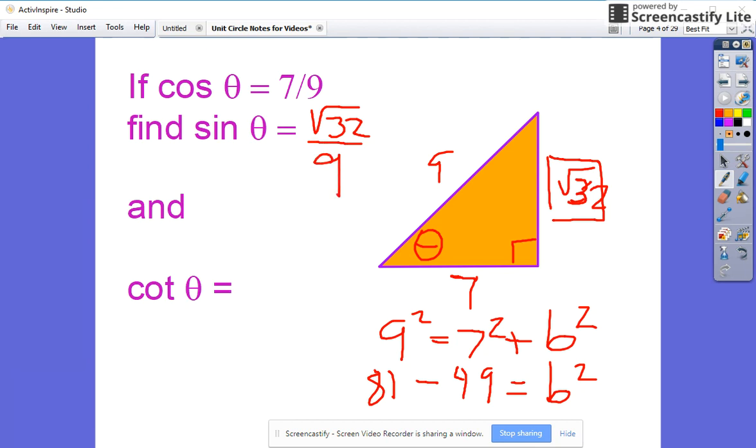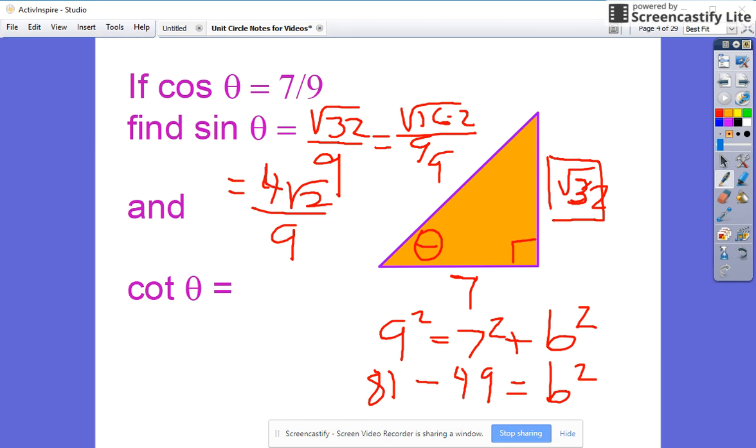Well, we can, but we'd rather reduce that 32 a little bit if we could. And 32 is 2 times 16, right? So this would be the square root of 16 times 2 over 9. I'm going to get a little messy here. I'm going to come back down here to finish this. Square root of 16 is 4, so 4 root 2 all over 9. And that's what sine is equal to.